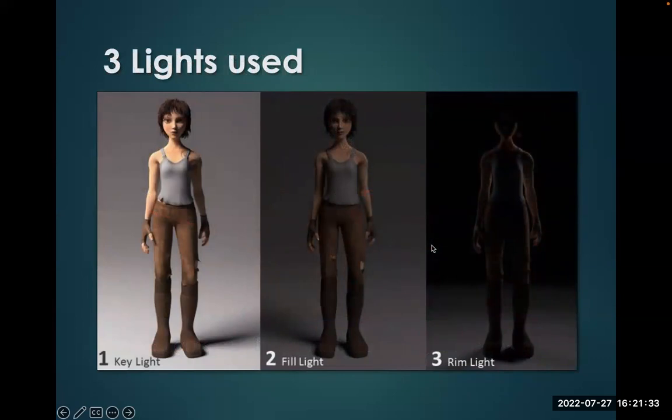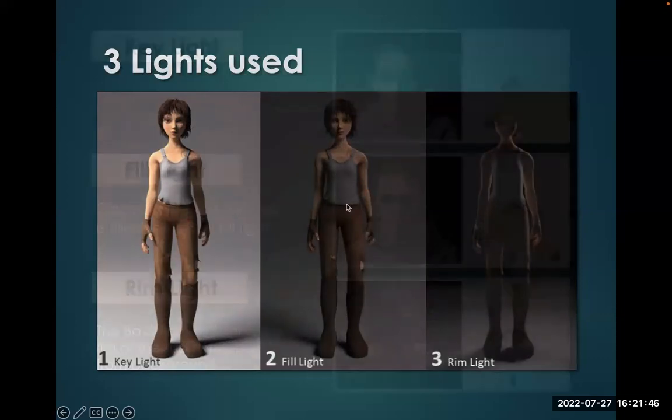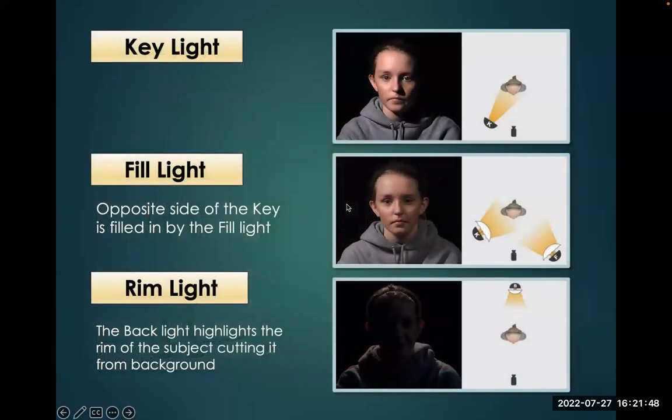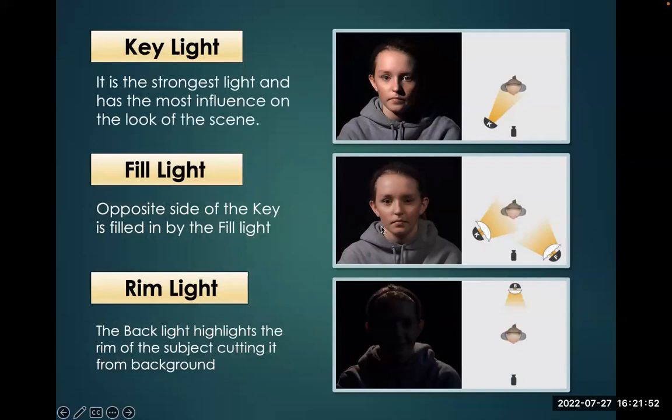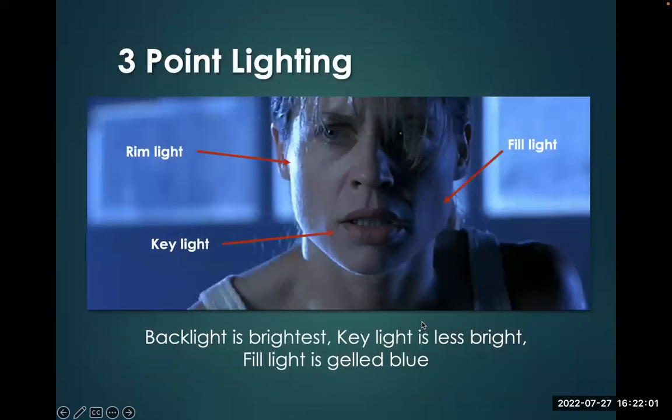Here's the three lights used, separated out: key light, fill light, rim light. Each one alone is not interesting enough. I guess you could maybe use this one, but it creates harsh shadows on the face that the fill light fills in. When we combine them, key light, fill light, rim light, what we get is the best looking effect that we want. A rim light barely does any work, but combined with the others, it fills in a little bit and makes a more interesting image.